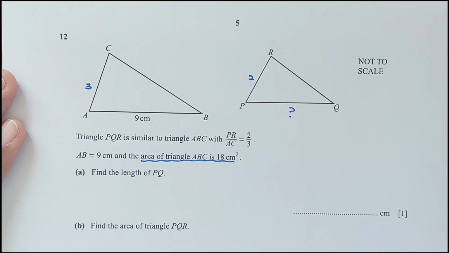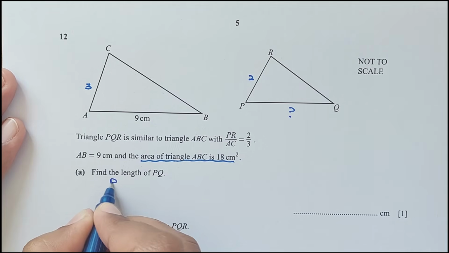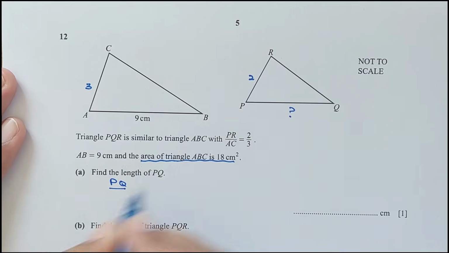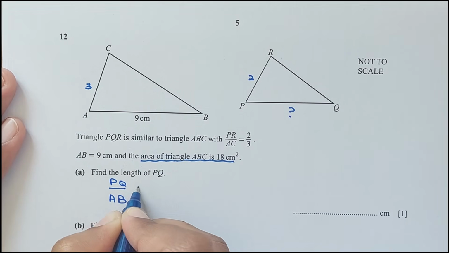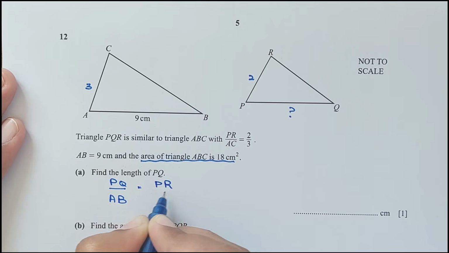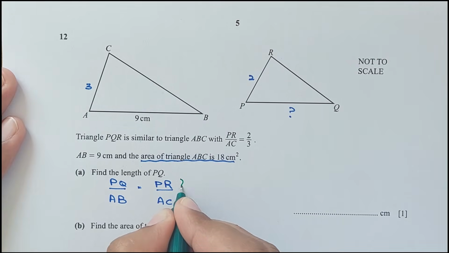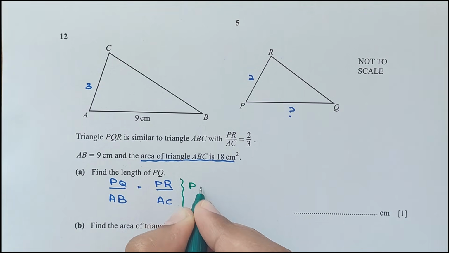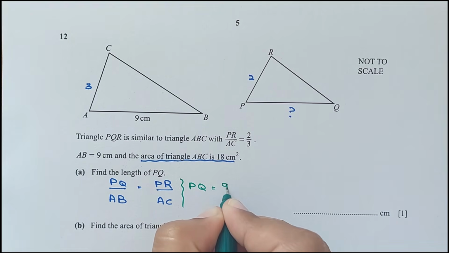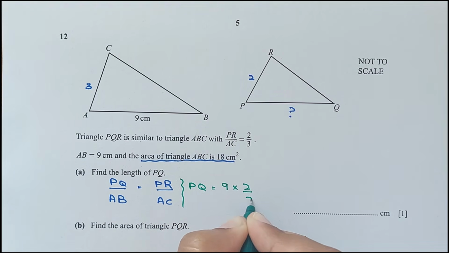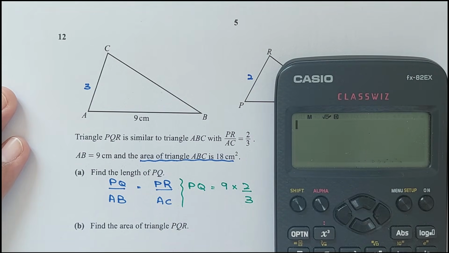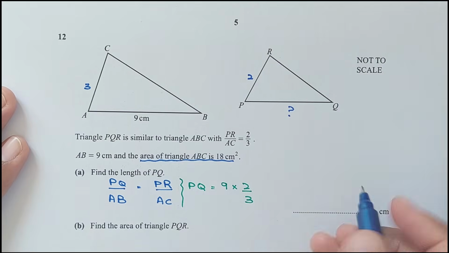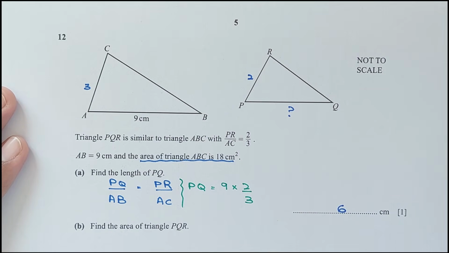Right. So these are similar triangles we have been given. So the ratios of the corresponding sides are equal. We can say the ratio of PQ over AB is equal to the ratio of PR over AC. All right, so here we can say that PQ we have to find, PQ is equal to AB, which is 9, times 2/3, right? Let me simplify. So 9 times 2 divided by 3, which is 6. 6 centimeter is the length of PQ.